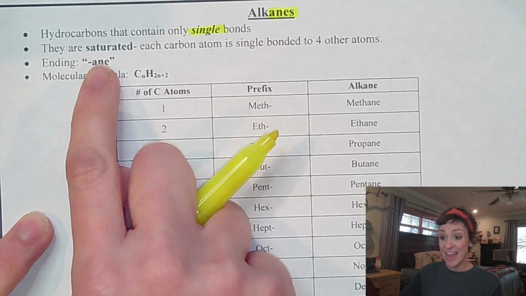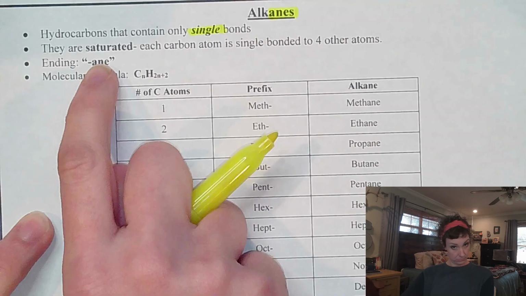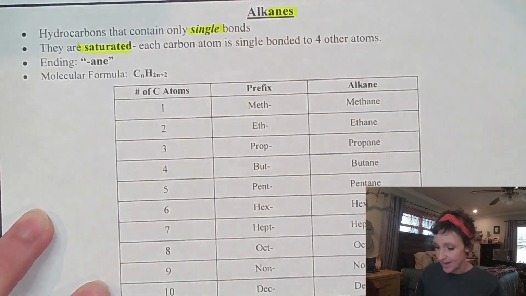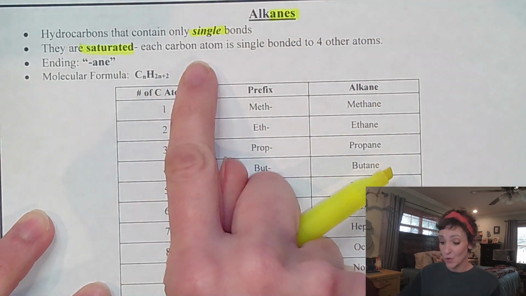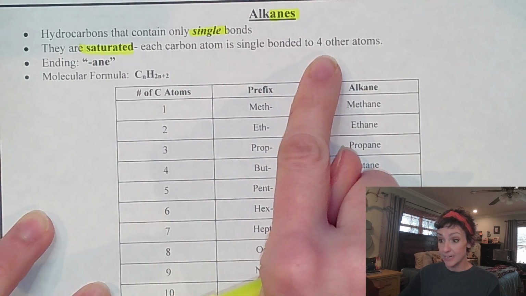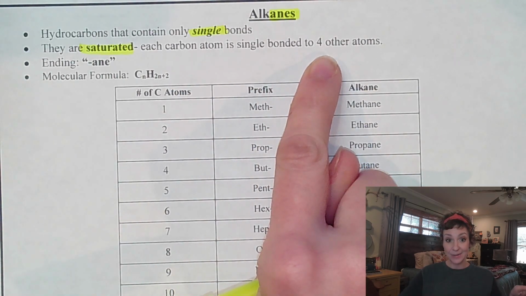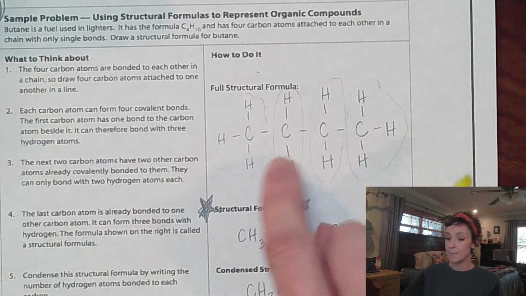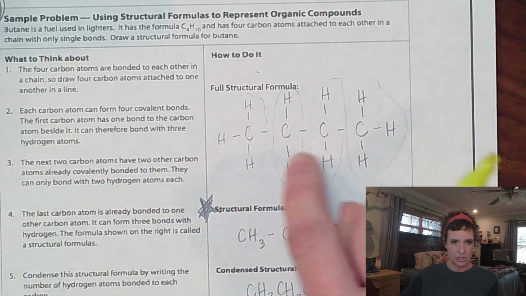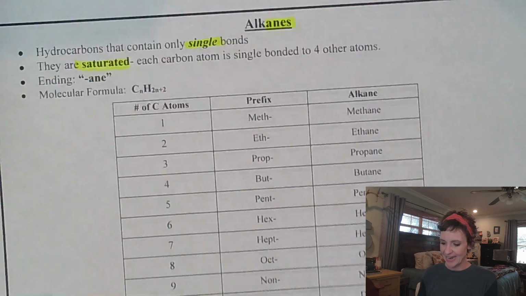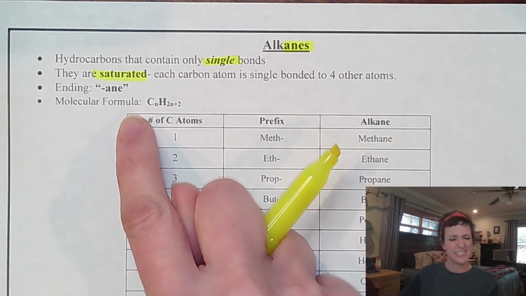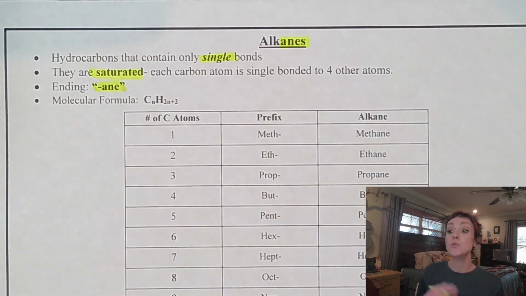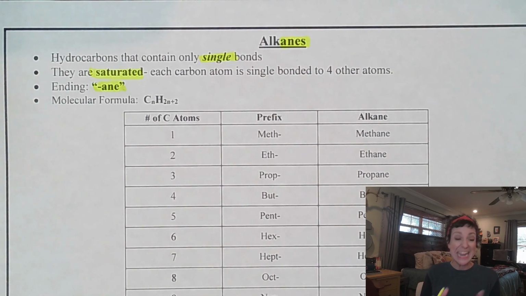It also says they are saturated. What now? Saturated. That just means that every single carbon atom is going to be bonded to 4 other atoms. And guess what? When I'm bonded to 4 other atoms, that is going to require me having a ton of hydrogens involved. Okay, so single bonds, and they are saturated, right? The ending of all alkanes, meaning if I'm to name a specific alkane, will end in ane.